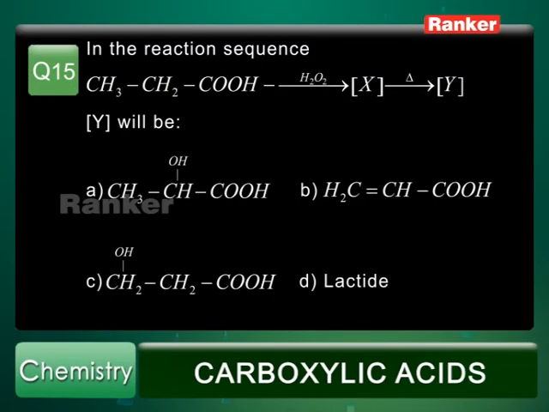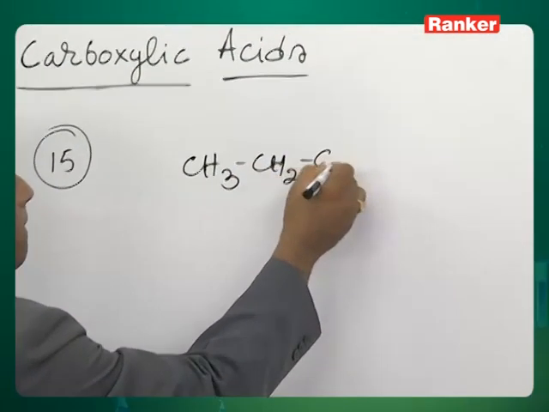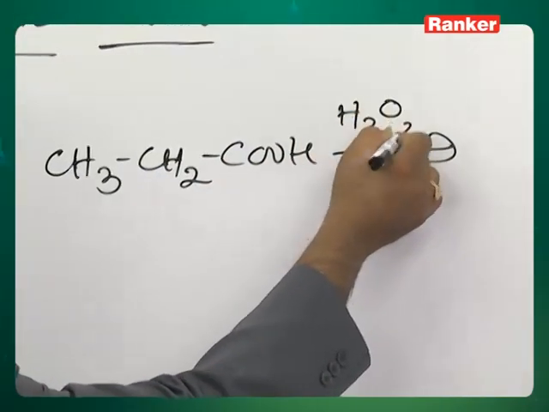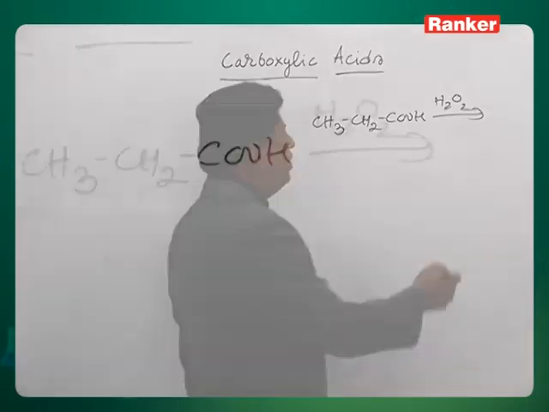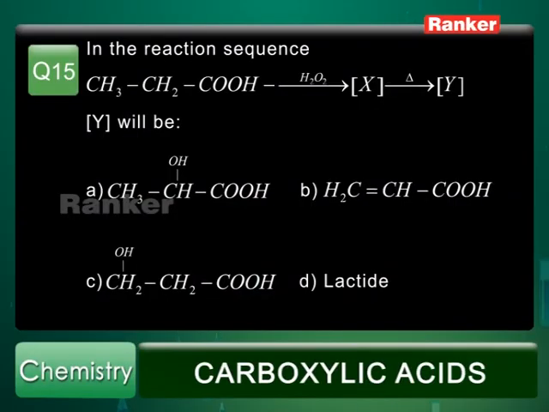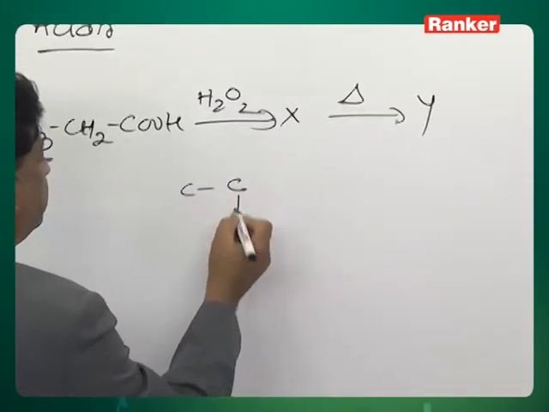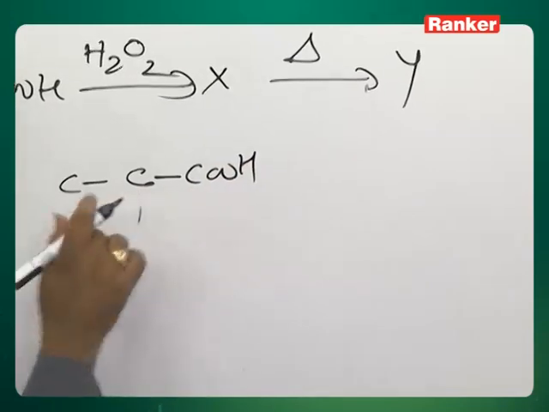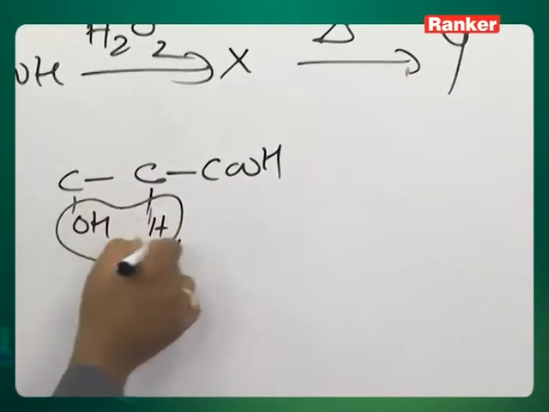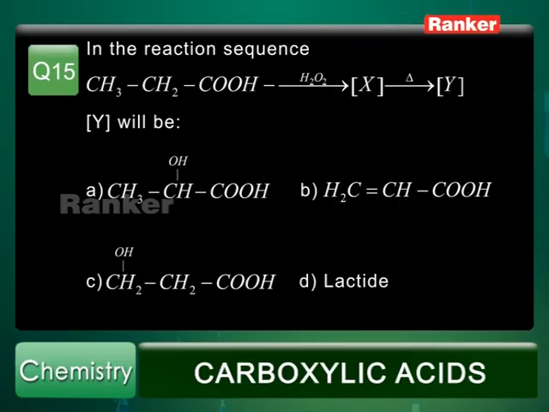In the reaction sequence, a propanoic acid is treated with hydrogen peroxide, and the X compound is formed, that on heating gives the Y compound. The question is what is Y? So in this reaction what is happening? The hydrogen peroxide goes to the beta carbon, so the beta carbon undergoes a hydroxylation. This undergoes a decarboxylation. So the compound Y must be an unsaturated carboxylic acid. So that is the right answer.